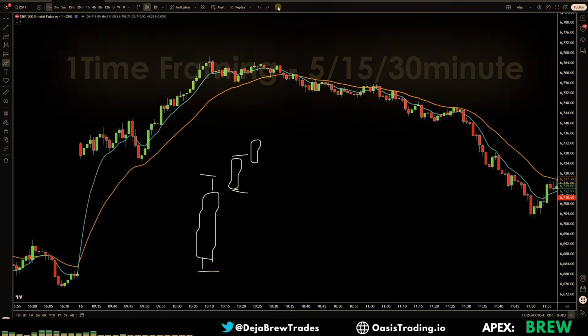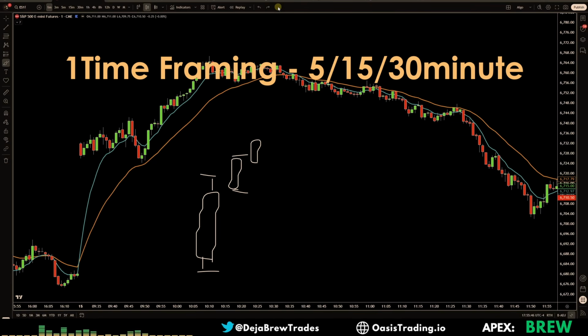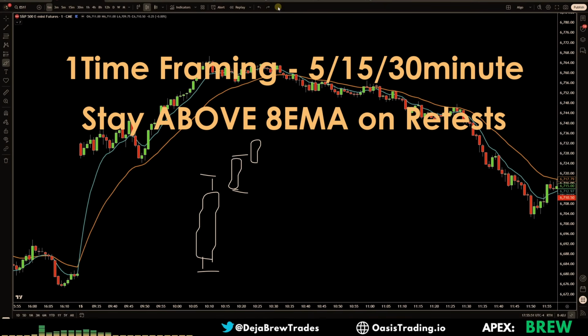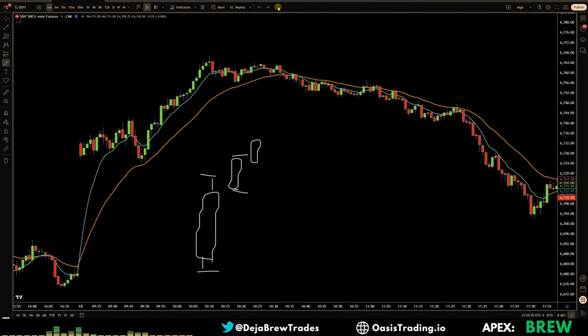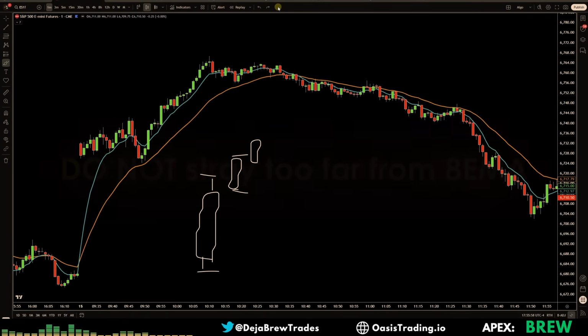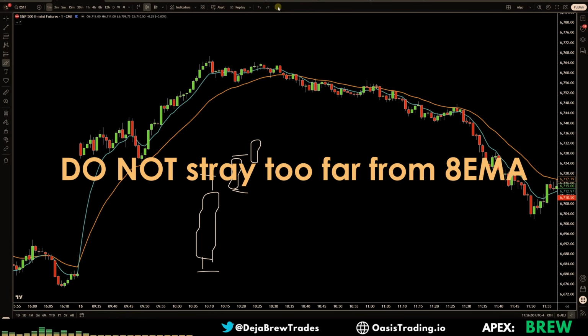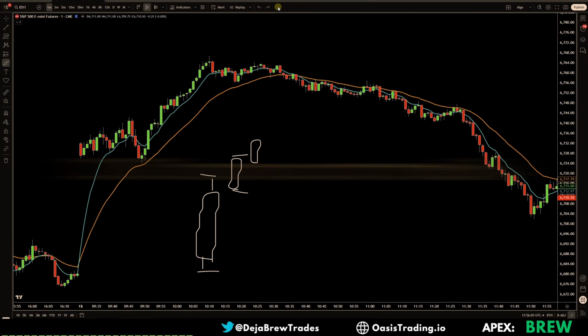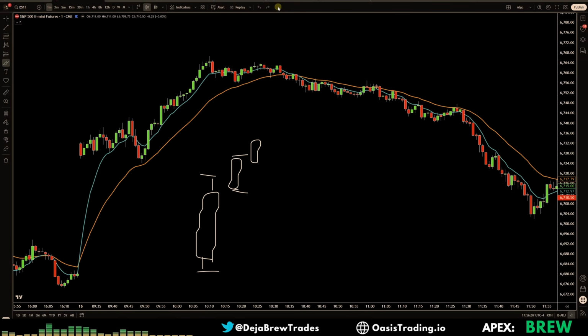Let me recap that. We are looking for one time framing, mainly on a 5, 15, or 30 minute, and we want that to stay above the 8 EMA on basically every retest. Now, the exception to that rule is we do not want to be trading very far away from the 8 EMA. If I consider the 8 EMA basically the most aggressive value line, that's where the aggressive traders should be around. They should be around that average. They don't want to be too far away from it.